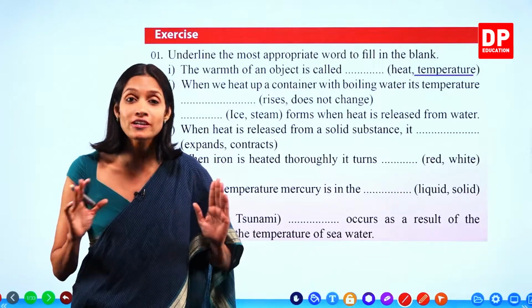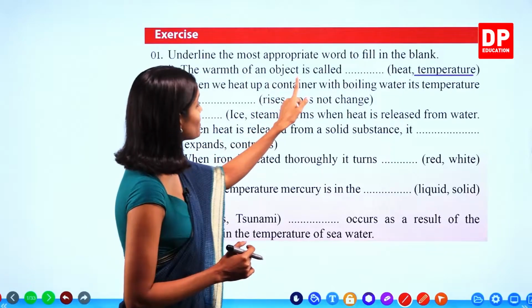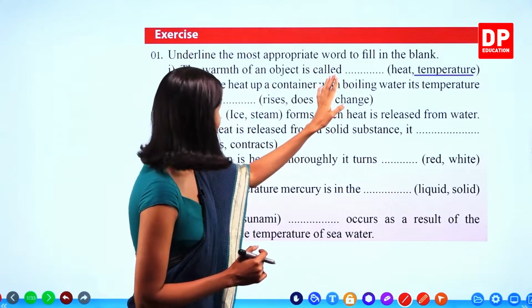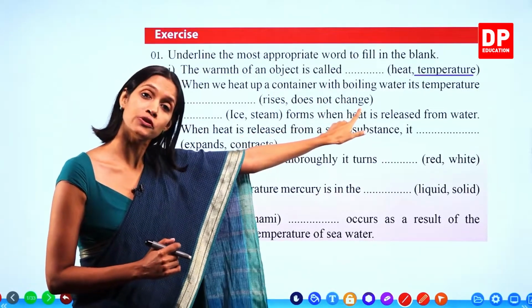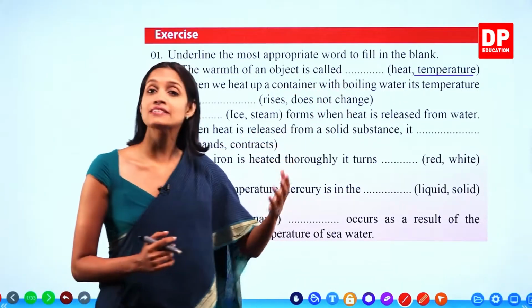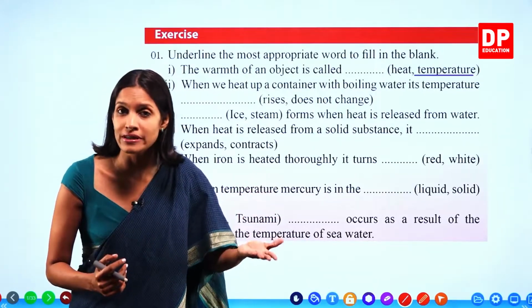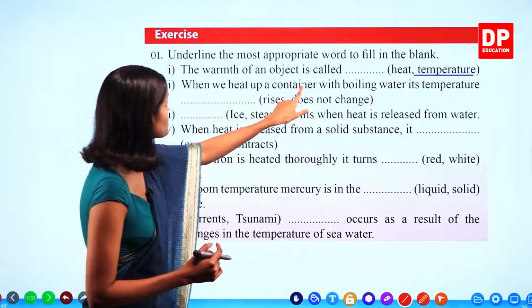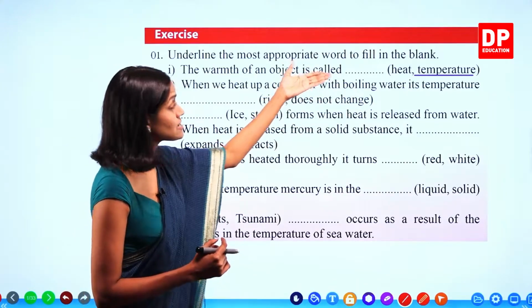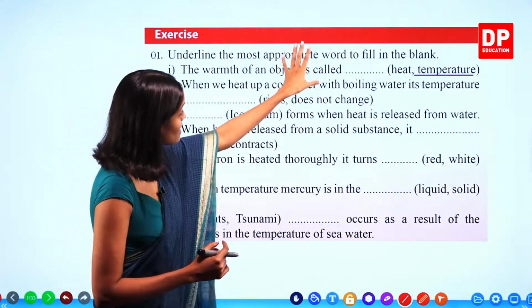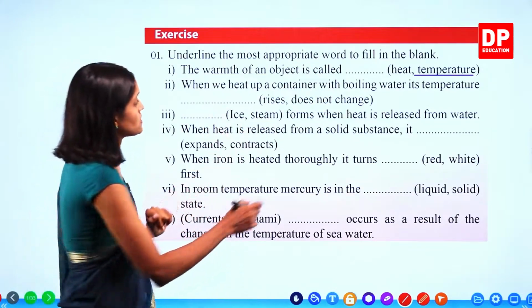Okay, so it did not change. So, what is the answer? When we heat up a container with boiling water, its temperature does not change. With boiling water, no. So without boiling water, just the water at room temperature, if you heat it, what will happen? Its temperature rises. But here it mentions container with boiling water, which means at boiling temperature. So there, while the water is boiling, the temperature does not change.